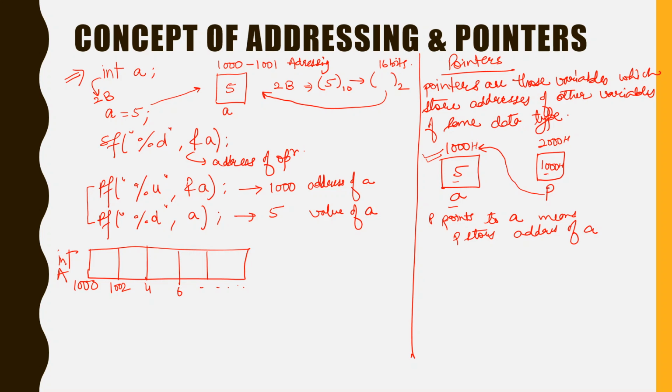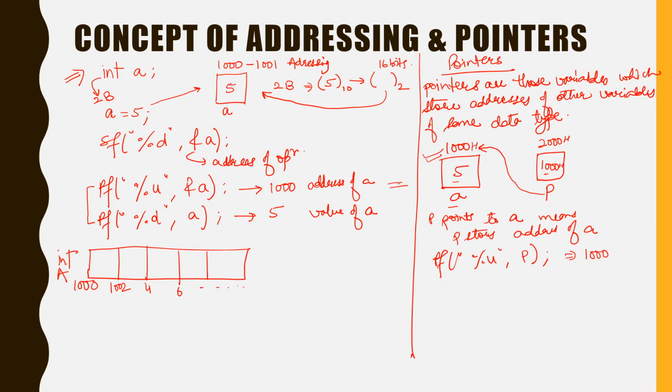So if you want the value of p and you want to print it, you have to use the unsigned operator, because p will give you an address. An address is printed with the help of the unsigned operator. So %u will be used and here you will get 1000 printed, which was assigned like this.